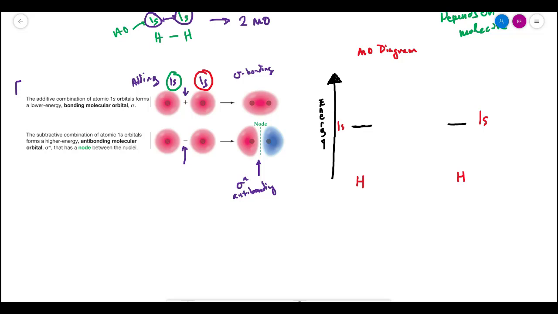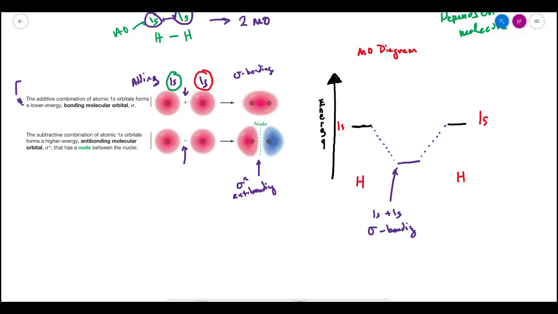So if we add two together, what we're going to get is a lower energy orbital down here, and we're going to draw these dotted lines to represent this as one of the new molecular orbitals that's forming from the addition. This is coming from the 1s plus the 1s. So this is this top picture here. And so this here is our sigma bonding orbital.